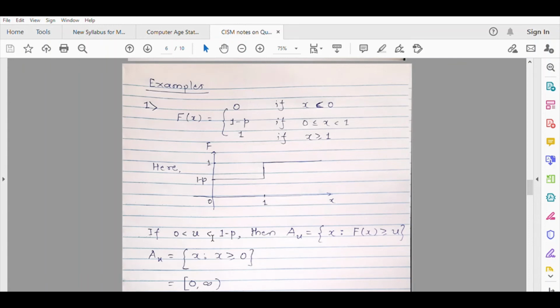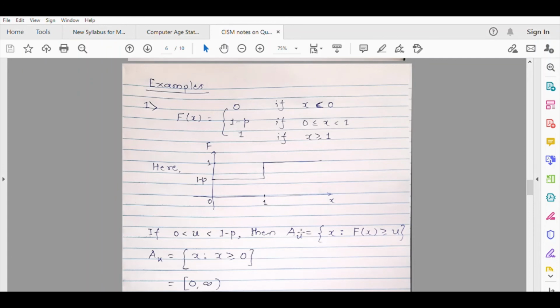So it clearly means that when you consider all x such that f(x) is greater than or equal to u, it will mean the collection of all x such that f(x) is greater than or equal to 1 minus p, because between 0 and 1 minus p, f(x) does not take any value between u and 1 minus p. From 0 it directly jumps to 1 minus p. It doesn't equal u. So because the function is constant here, that is 0.